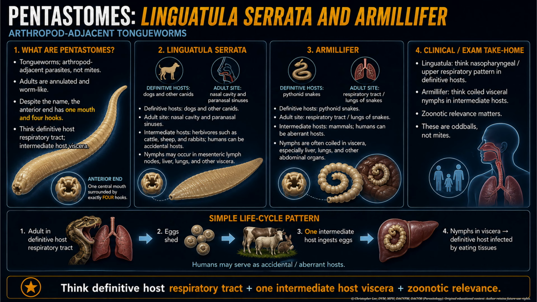The basic life cycle is indirect. Adults live in the respiratory tract, nasal passages, sinuses, or lungs of the definitive host. Eggs are coughed up, swallowed, and exit in the feces and are later ingested by an intermediate host. Larvae hatch, migrate to tissues, and develop into nymphal stages. The definitive host becomes infected by eating infected tissues. Some pentastome life cycles may involve more than one intermediate or paratenic host, so I would avoid making exactly one intermediate host sound universal.